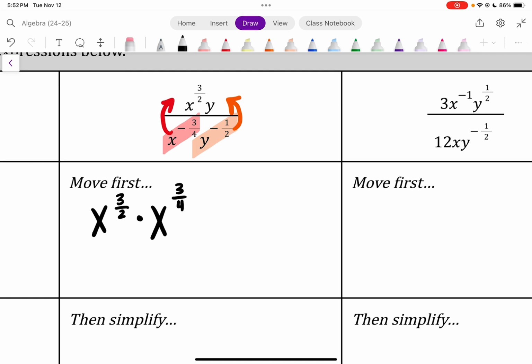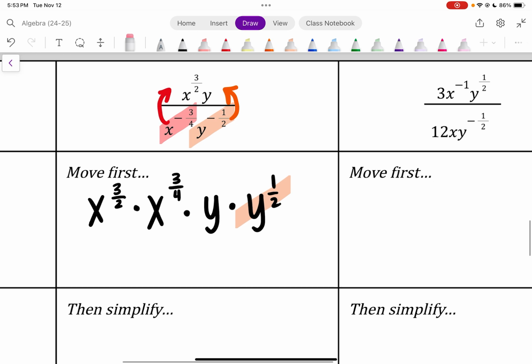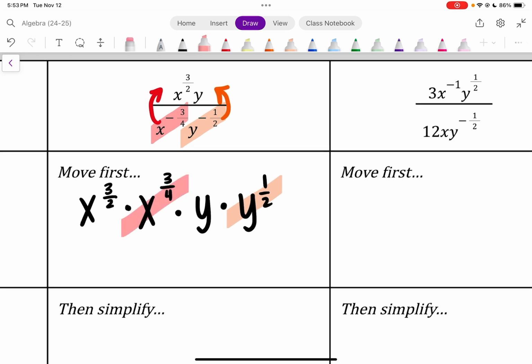They're happy now. Times y, times our new y to the 1/2. So moving those in the numerator. So if I drew a fraction bar, everything's on top. Okay? So we don't even really need to see that. So now what we're going to do is we are going to combine. So I see these together first. So I'm going to combine them. And now that we're doing multiplication, all I need to do is add those exponents because it's the same base.